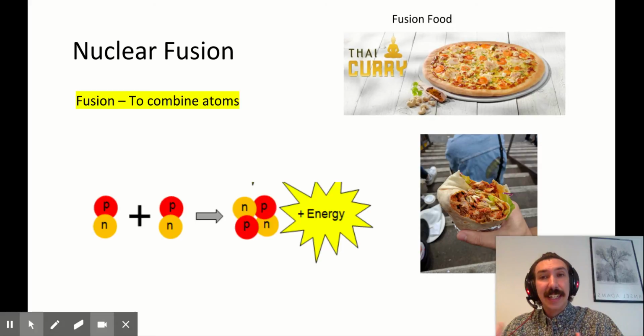The next thing is nuclear fusion. Fusion is exactly the opposite. Fusion is when we combine atoms together, combine the nucleus specifically together.